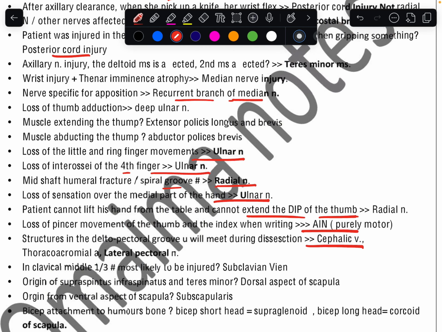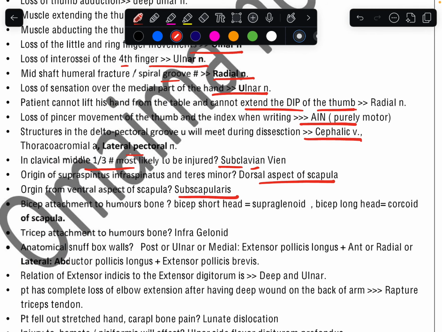Structures in the deltopectoral groove: cephalic vein, thoracoacromial artery, lateral pectoral nerve. Clavicle middle third is most commonly fractured; most commonly injured is the subclavian vein. Origin of supraspinatus and infraspinatus is the dorsal aspect of scapula, subscapularis the ventral aspect. Biceps attachment: short head to the coracoid process, long head to the supraglenoid tubercle. Triceps is infraglenoid. Anatomical snuffbox: posterior border is extensor pollicis longus; ulnar or medial extensor.